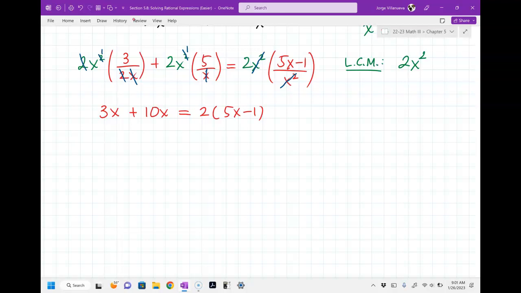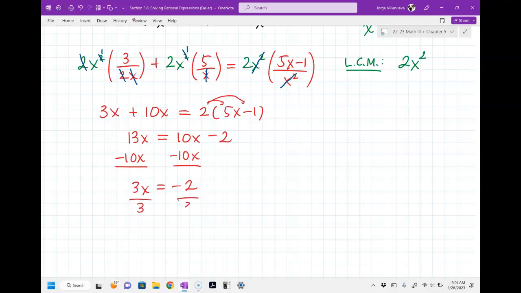All right, so let's distribute and combine on the left side. This is 13x equal to 10x minus 2 because we're distributing right here. Let's combine our x values. So I'm going to subtract 10x on both sides. So I get 3x equal to negative 2. And then I'm going to divide everything by 3, and I'm done. So divide by 3. x is equal to negative 2/3. And that's it. I'm done with that problem.